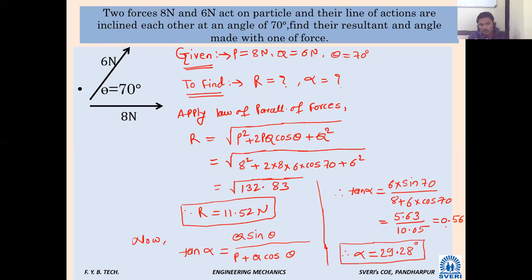Such problems will be asked in your exam. Very simple problems. Calculator should be with you. So don't feel that how can we use the calculator in exam. It is allowed. Using a non-programmable calculator is allowed. Without that calculator, we can't solve our subject. We can't appear for our subject. There may be different models of calculator.